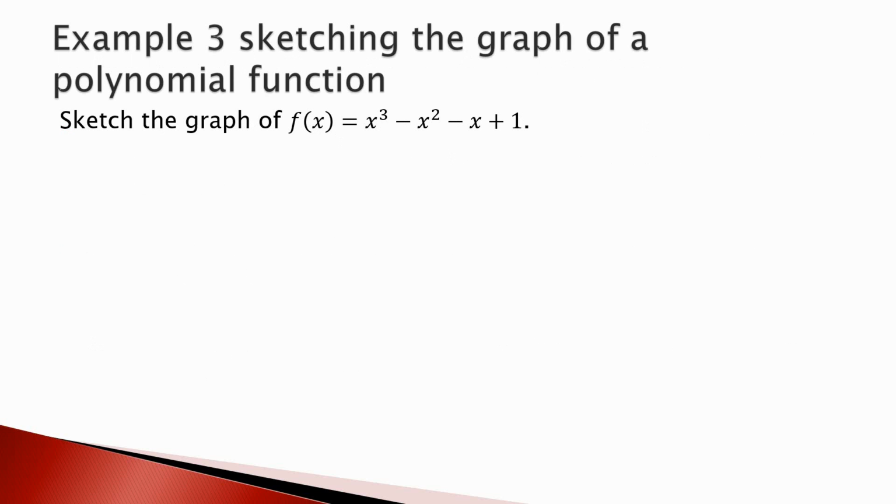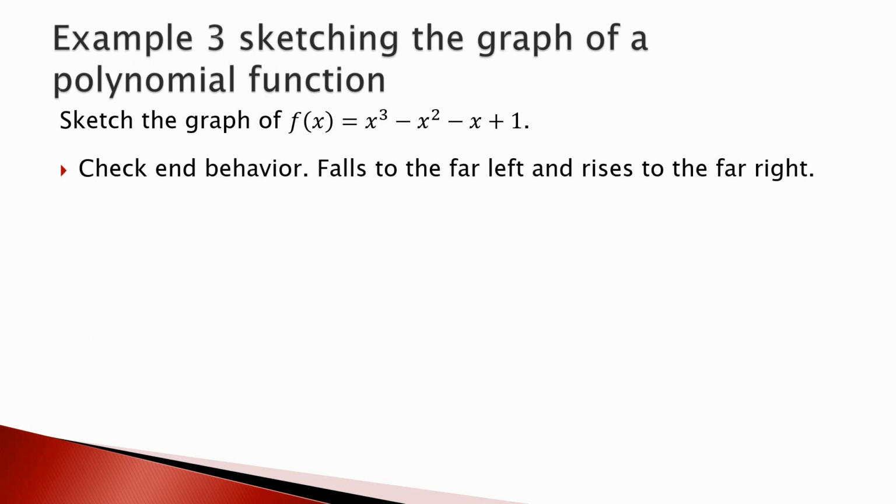Okay, now sketching the graph of a polynomial function. So let's try this example. Before sketching, you have to check the end behavior. So this one will fall to the far left and rise to the far right because this x cubed term, the term that has the highest power, has an odd power.